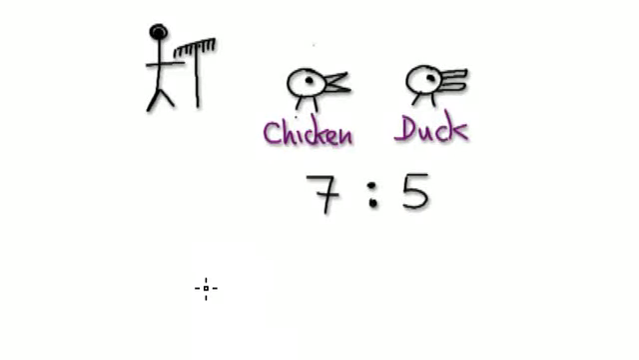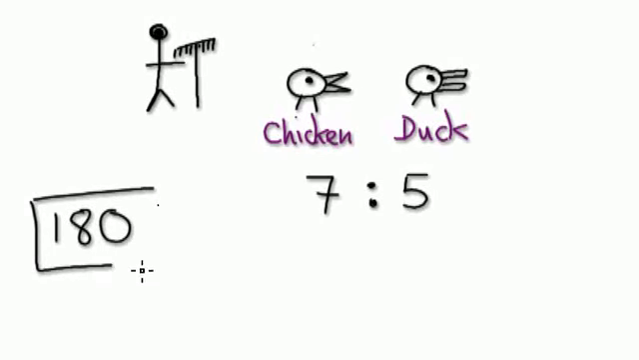Suppose there are 180 animals altogether. So that's chickens and ducks added together. There are 180 animals on your farm. How many chickens and how many ducks are there? So think about this. It's quite weird, this one. Okay, press pause and have a go.